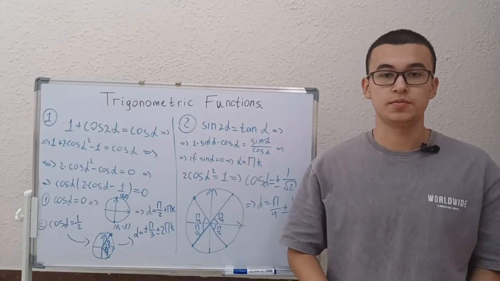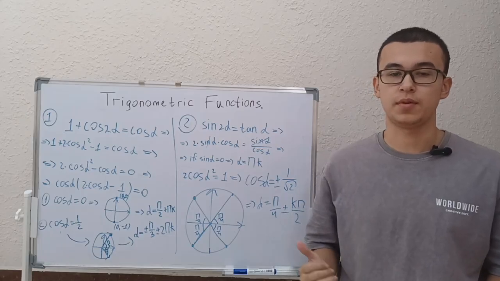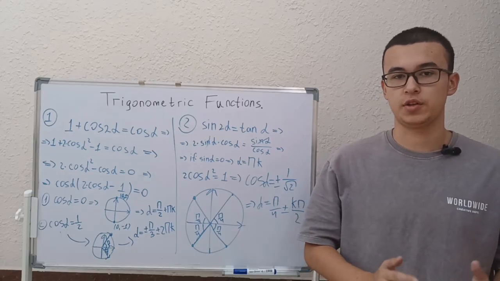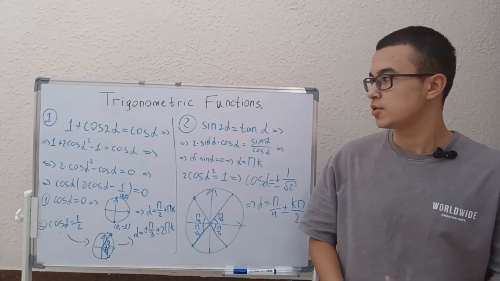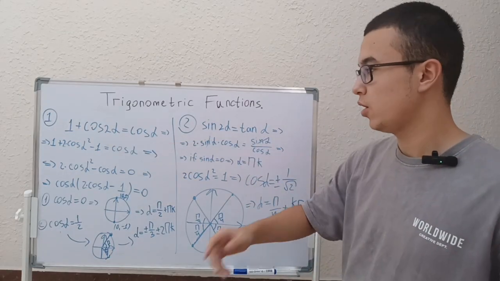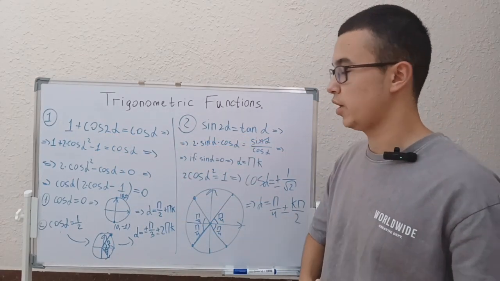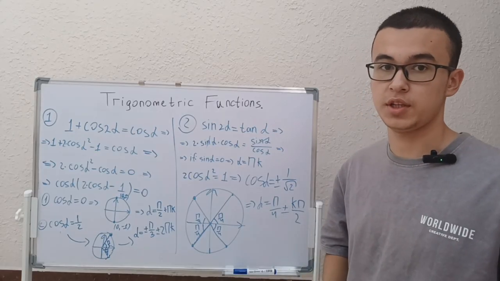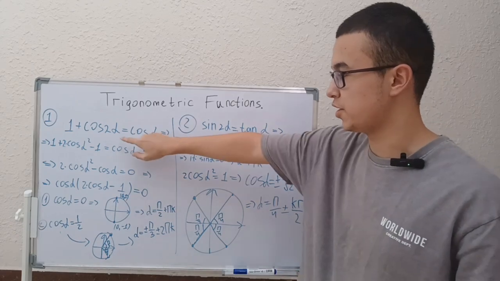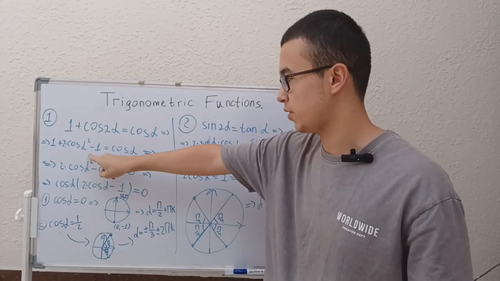So let's now solve practice problems from the Calculus 1 book. You can find these questions in the Calculus 1 book, trigonometric functions topic. Our first question is to find angle alpha, where 1 plus cosine 2 alpha equals cosine alpha. I hope you learned all the formulas that I showed you on the screen. If you pay attention, we know that cosine 2 alpha is equal to 2 times cosine alpha squared minus 1.